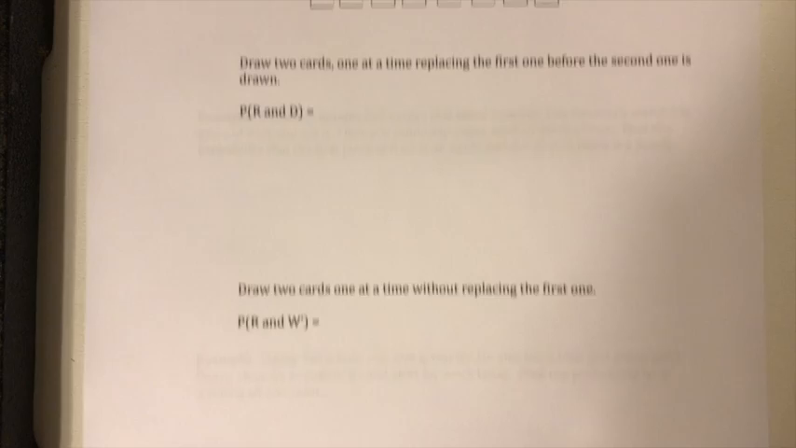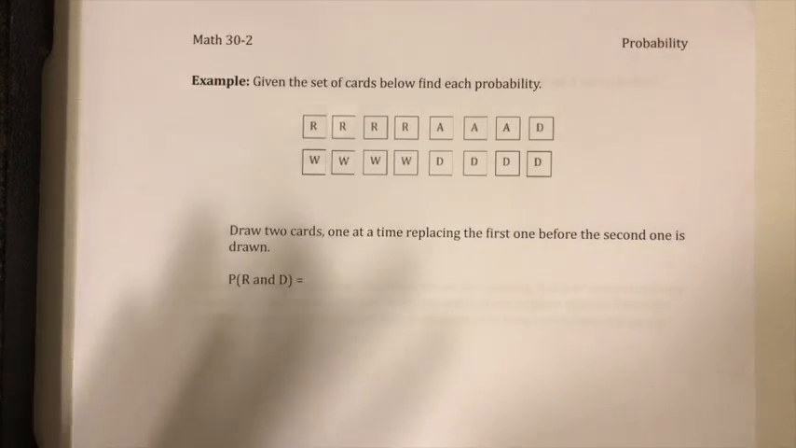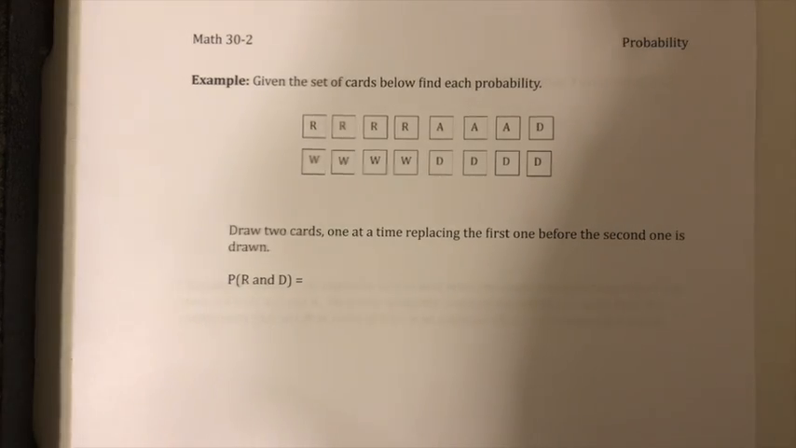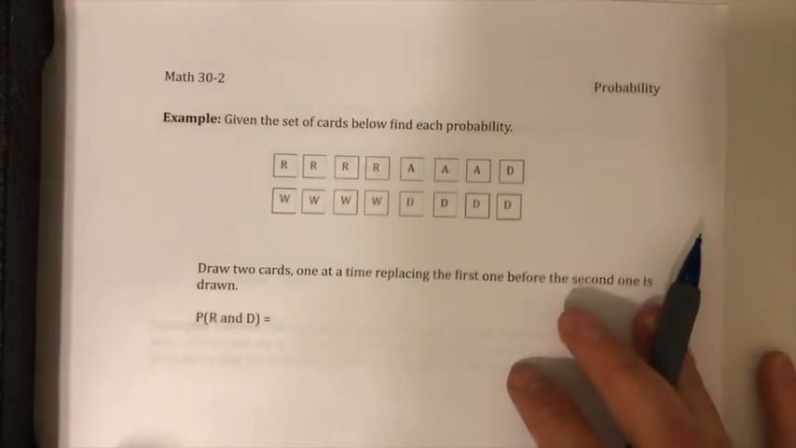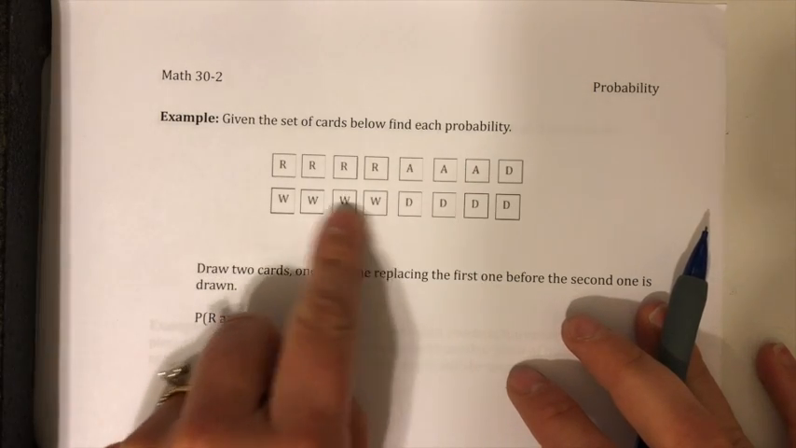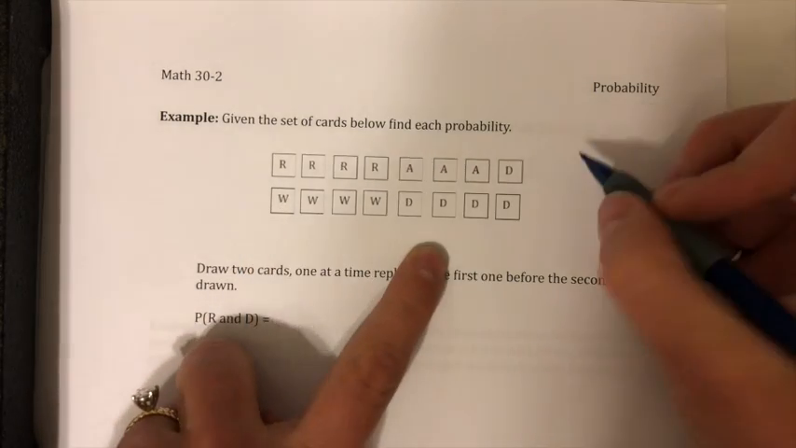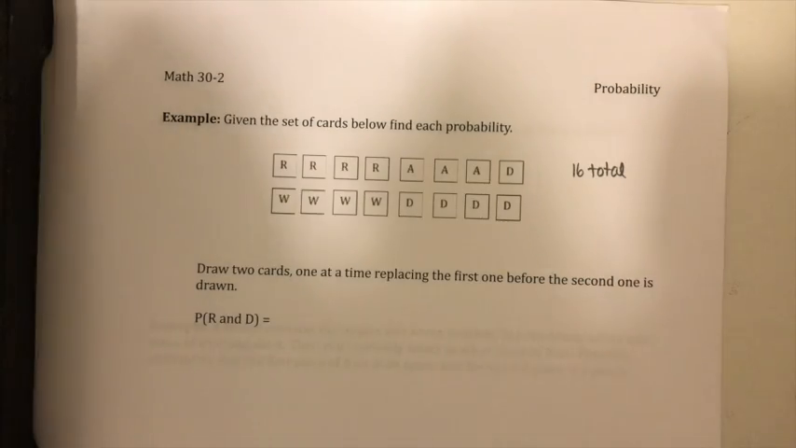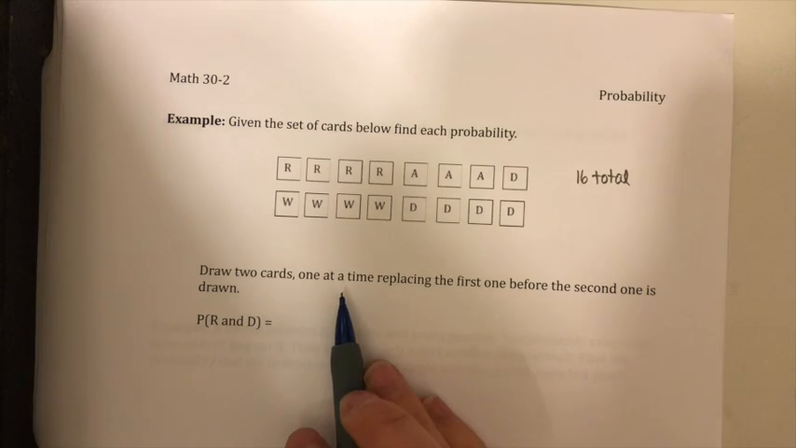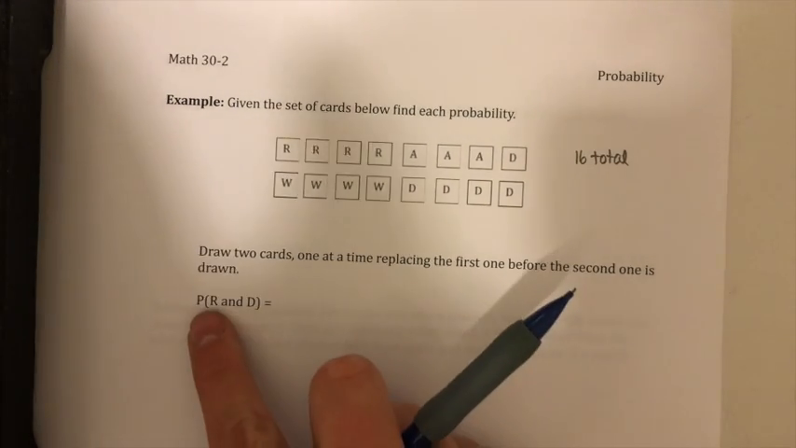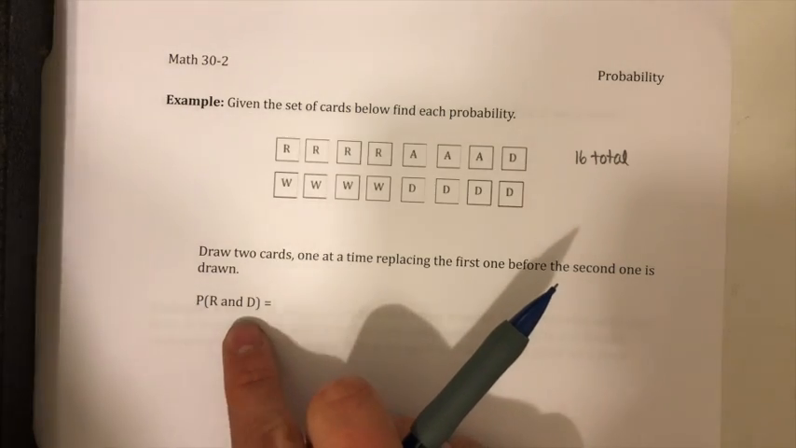So then, a couple more examples. So if we have the set of cards below, so we have, I don't know what these cards are, but we have 4 R cards, 3 A cards, 5 D cards, and 4 W cards, so 16 total. We're going to draw 2 cards one at a time, replacing the first one before the second one is drawn.